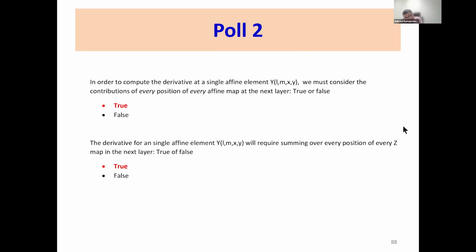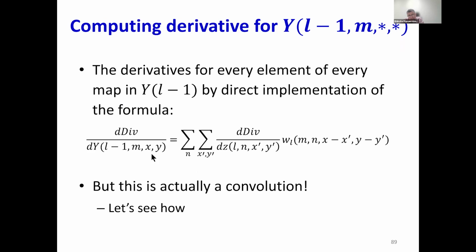We're having an issue this week, right? So in order to compute the derivative at a single affine element, we must compute the contributions of every position of every affine map at the next layer. So the derivative of a single affine element will require summing over every position of every Z map in the next layer, right? Both of these are true. So here is what the derivative looks like. But then this, it turns out, is actually a convolution. How is it a convolution?